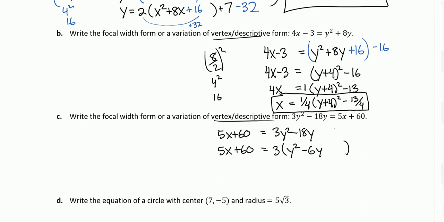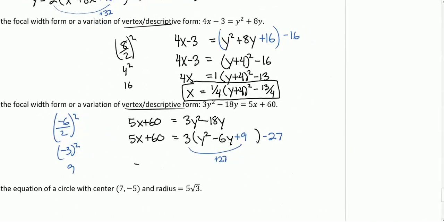Leave a little room to complete the square. Take negative 6, cut it in half, and square it, which is 9. So I want to add 9 here, which is really adding 27. So I need to compensate by subtracting 27. Factor this. We still have 5x plus 60. In this case, equal now to 3 times y minus 3 times y minus 3 minus 27.